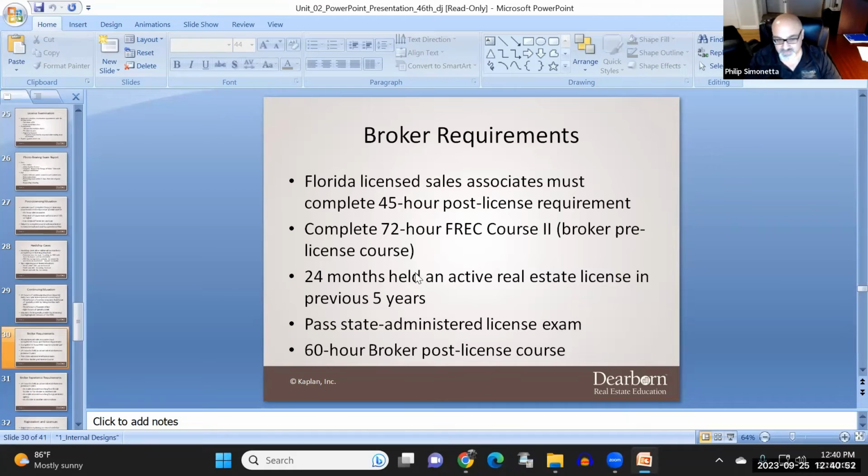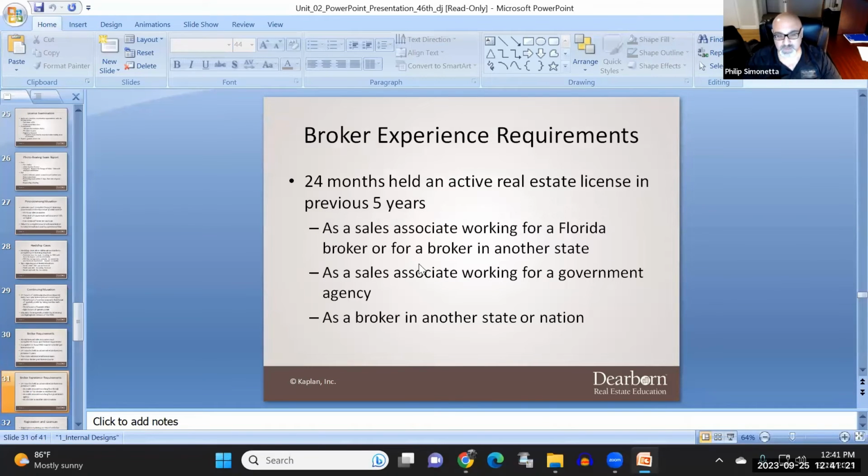There's a broker pre-license. You must hold a license for 24 months of the last 5 years. You may see on a question, you must be an agent for 24 months. They try to trick you. That's not the answer. The answer is 24 active of the last 60 months. You got to remember that. You must pass a state-administered license exam. Then you must do the 60-hour broker post-license course. Now remember, 24 months held as an active real estate license in the previous 5 years.